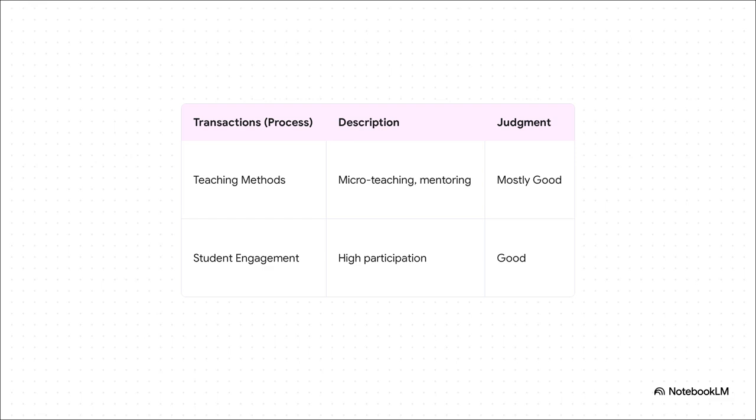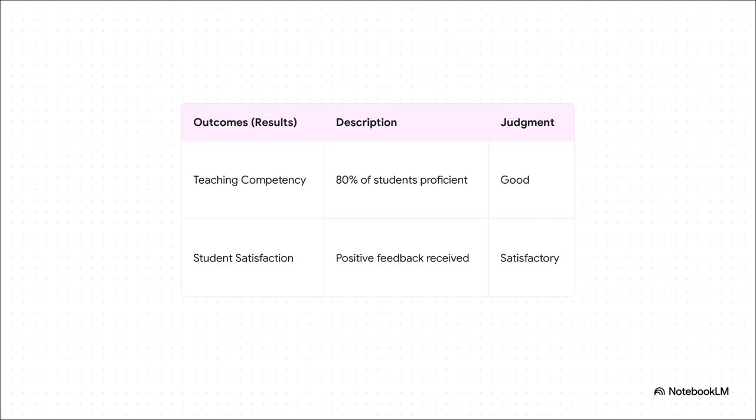Now, for the transactions, what's actually happening? We observe things like micro-teaching sessions and see that student engagement is high. Our judgment? Mostly good. So the story that's building here is that the good inputs are leading to an effective learning process. And finally, the outcomes. The data shows 80% of students are now proficient teachers, and student feedback is positive, so we judge those results as good and satisfactory. And here's the key. We've now drawn a clear line, connecting good inputs and good processes to good results. We see the whole chain of events.